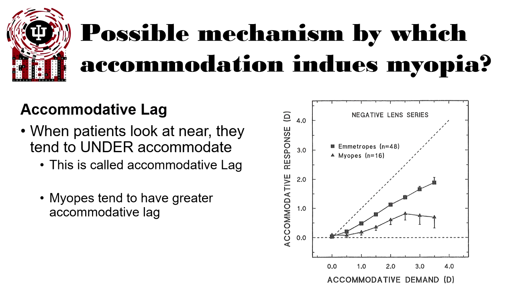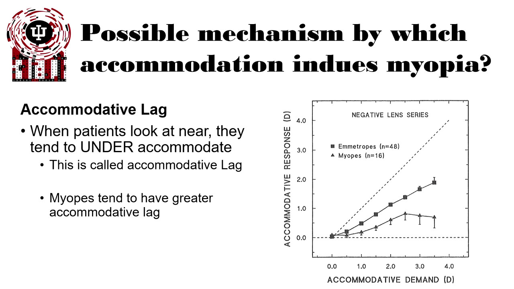Now, how might that happen, though? We discussed from emmetropization models that we need a signal for the eye to grow longer, and that signal needs to be hyperopic, or relatively behind the retina. We think that myopes might have exhibited at one point higher levels of accommodative lag. Whenever we look at something up close, our sphere power does not perfectly correlate to the accommodative demand. So if we have a target at 40 centimeters, most patients don't exactly accommodate to 2.5 diopters. When a patient looks at near, they tend to under-accommodate, and this is called accommodative lag.